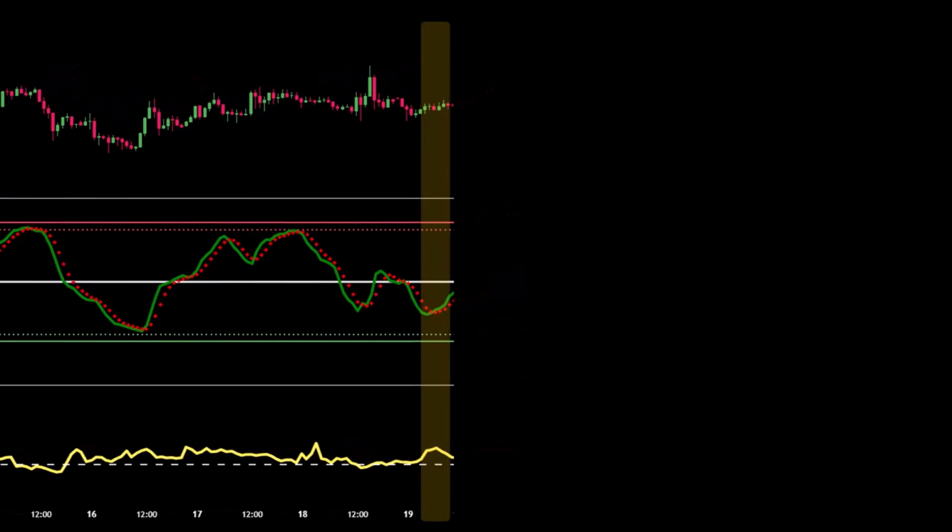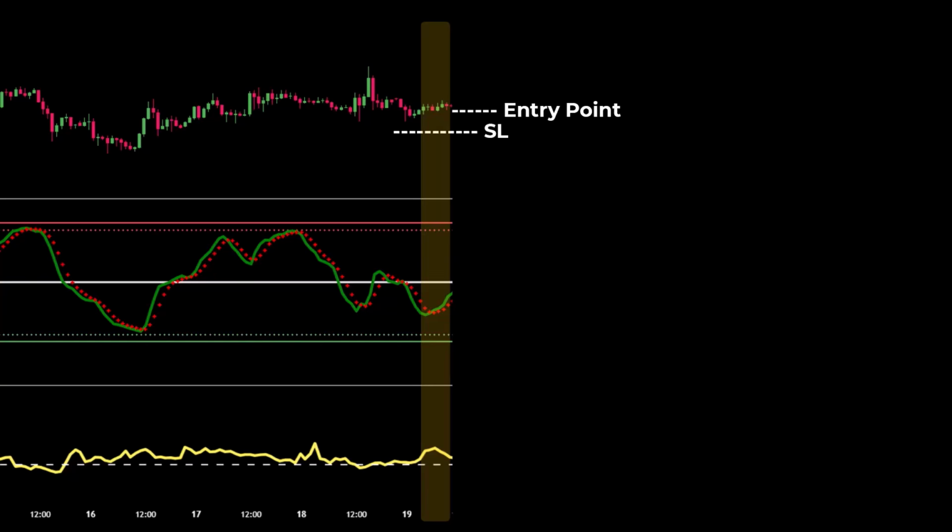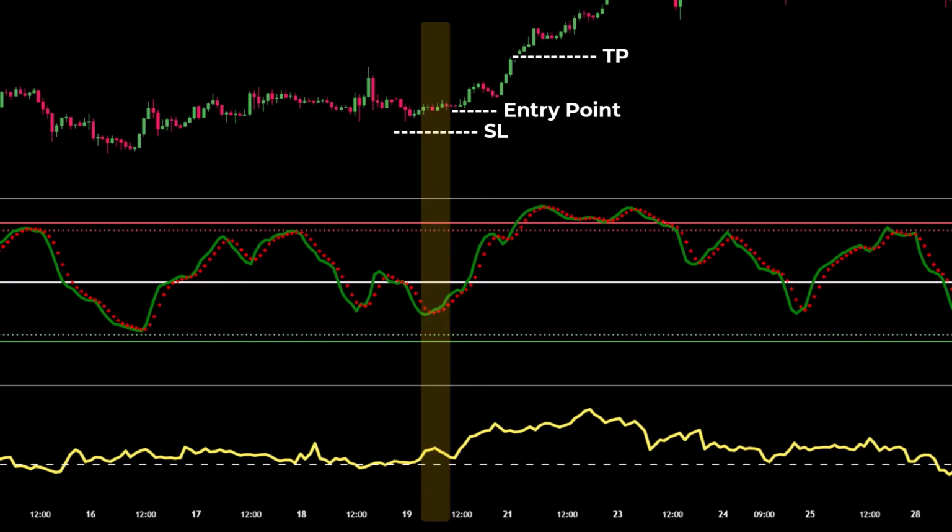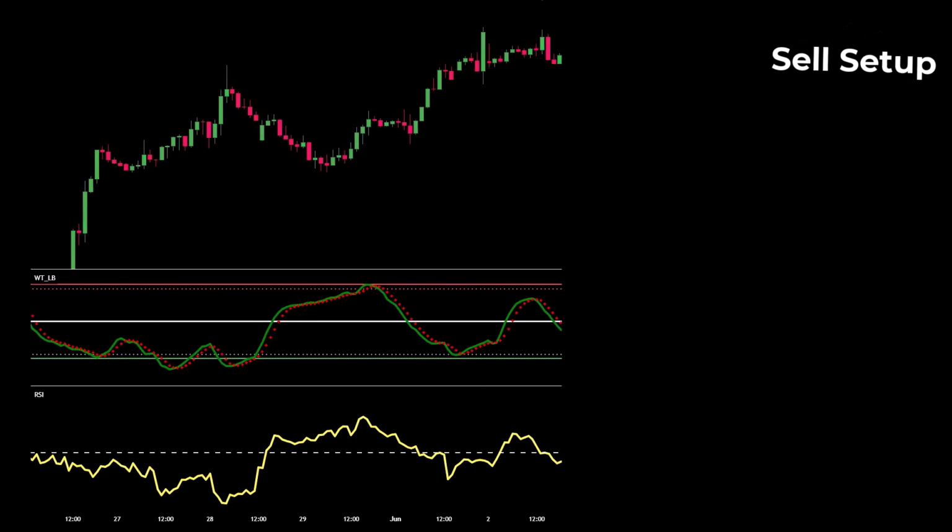We enter our long position right here, and for safety, we place our stop loss just below the recent swing low. We are aiming for a 1 to 1.5 risk to reward ratio. As you can see, the price respects our analysis, moves up, and hits our target perfectly. Now look at a sell setup.